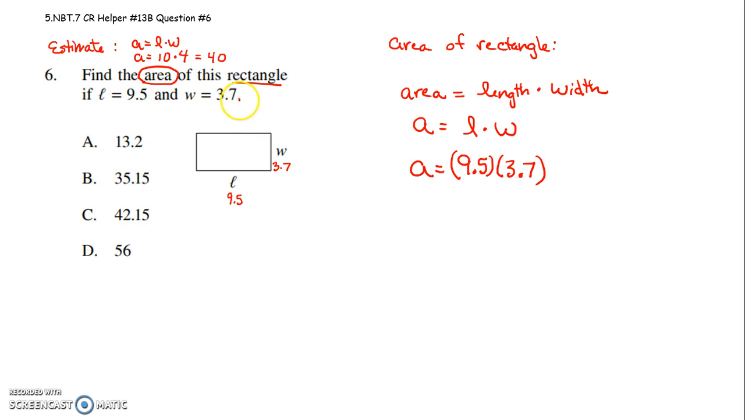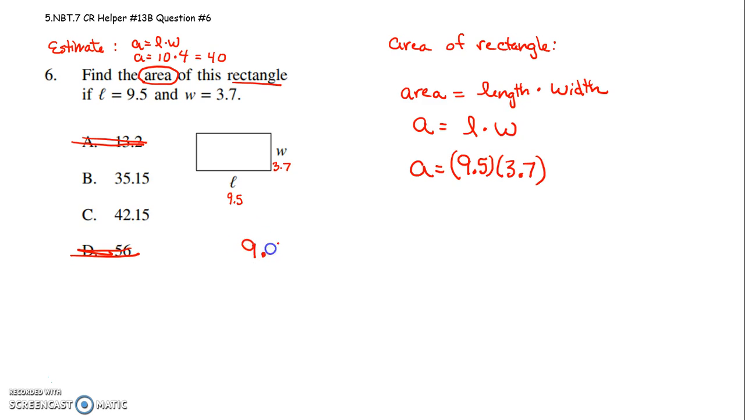Now, I rounded both of these numbers up, so 42 might be too high. It might really be 35, but I know my answer is somewhere around 40. A and D don't have a shot. So that just helps eliminate some answers, and it helps me know where my decimal point goes in my final answer. So let's now long multiply these.